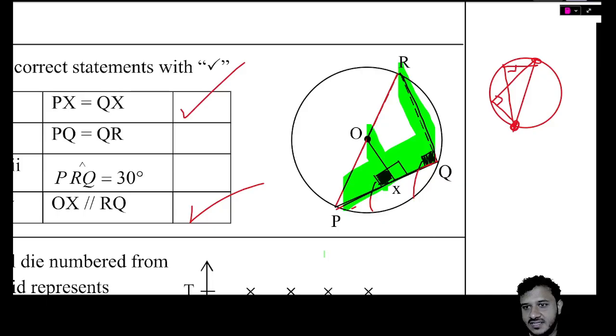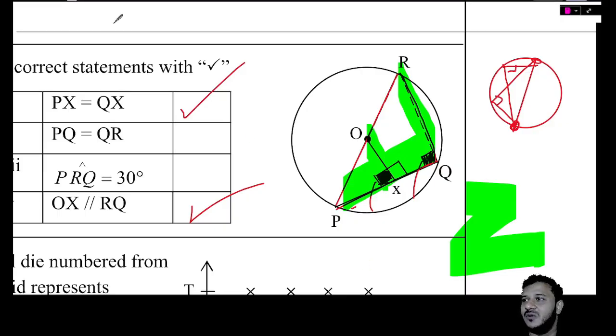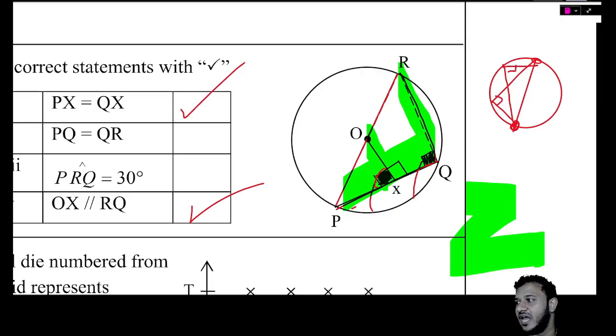Both angles are the same. Alternate. Corresponding. And corresponding angles are equal, which means what? The two lines are parallel. OX is parallel to RQ. You guys get it?